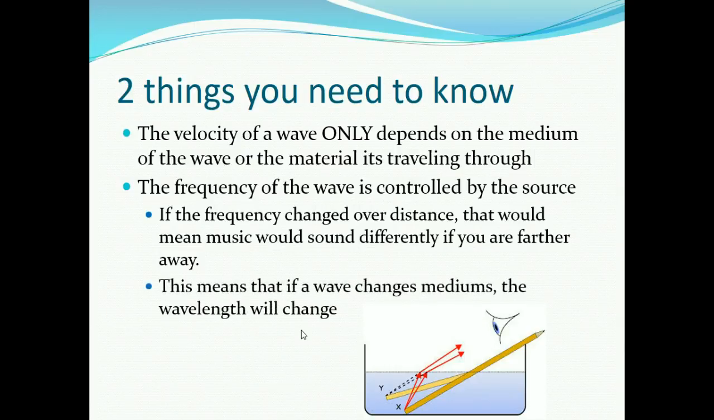And so this means that if a wave changes medium, the wavelength will change. Because the frequency is fixed, because it's dependent on the source, the velocity of a wave is affected by the medium. So if we change mediums, we will change velocity. And since velocity equals wavelength times frequency, the frequency won't change, but the wavelength will.